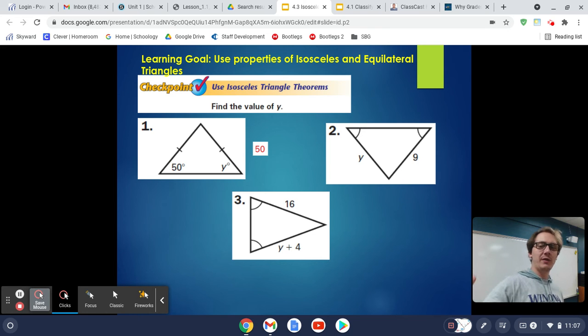And just like earlier, we've got 2 congruent angles. And if we have 2 congruent angles, we also have 2 congruent sides. So if the one side is 9, the other one must also be 9. And then for number 3 here, we know that the side with 16 is going to be congruent to the side with y plus 4. So we'll set those two equal to each other, subtract 4 from both sides, and get 12.